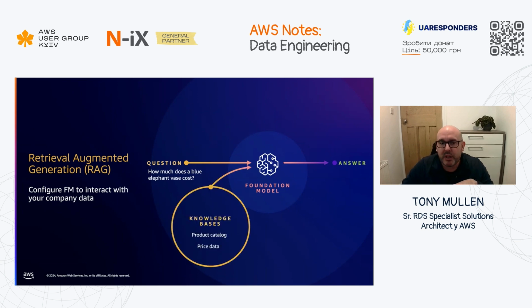This is where knowledge bases come in, where you can have your product catalog, your product data and your price data fed into the large language models. So the foundational model, the large language model, understands your product data. So in that question we asked before, how much does a blue elephant vase cost? We'll get something which represents a bit more what we would like to have. A blue elephant vase typically costs $19.99.